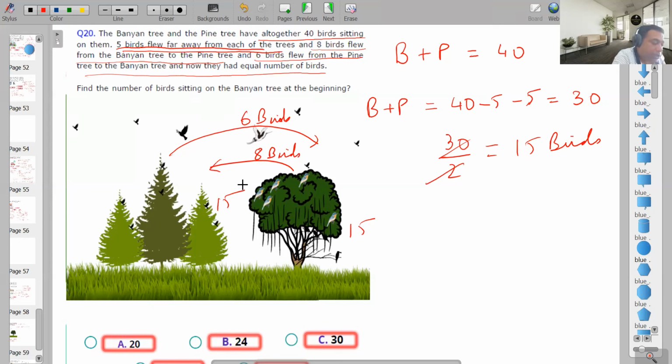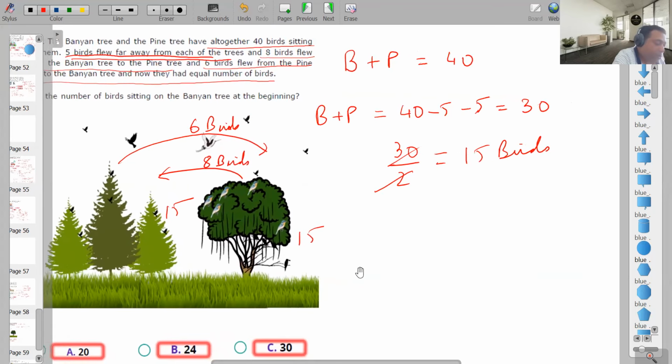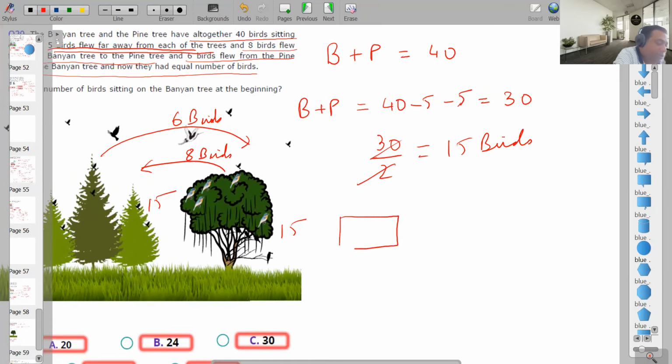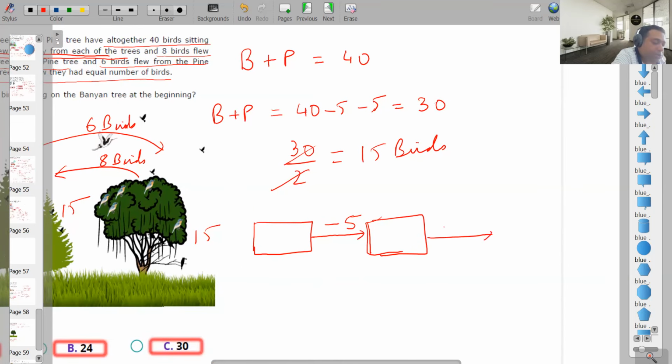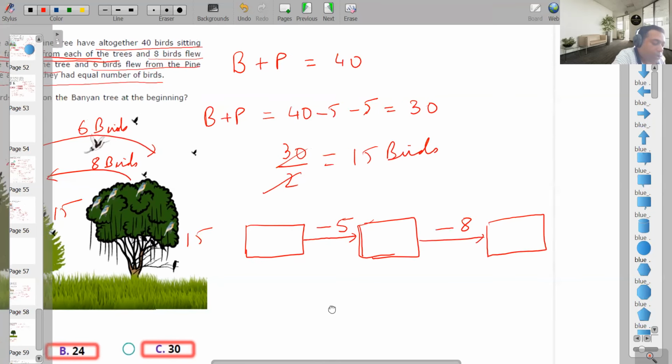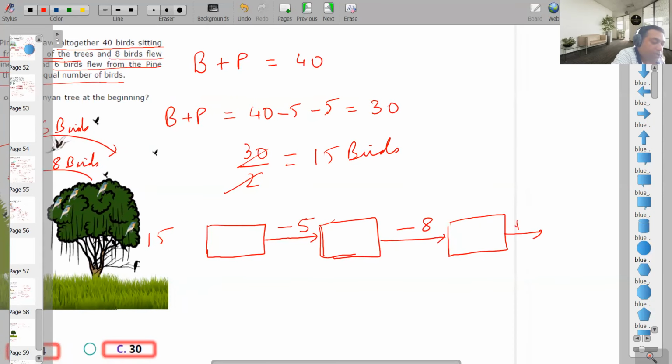So now if you have to find out the number of birds the banyan tree had in the beginning, let's do it in a working backward way. Let's say the banyan tree has this many birds. First 5 birds flew away. So it went through a transformation and lost 5 birds. Then 8 birds went to the pine tree, so it lost a further 8 birds. And then another 6 birds flew from the pine tree to the banyan tree. And now the banyan tree also has 15 birds.